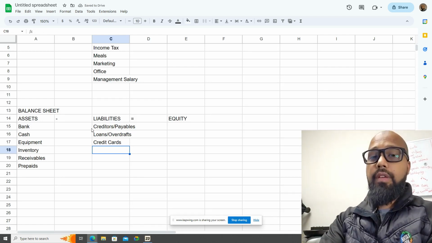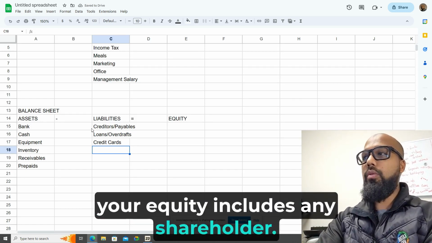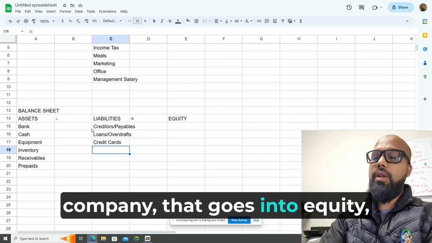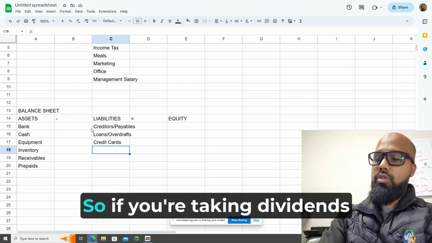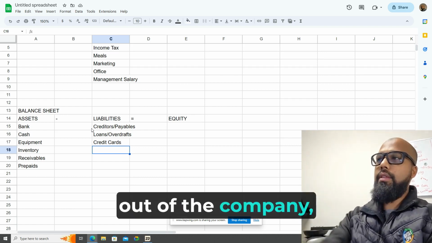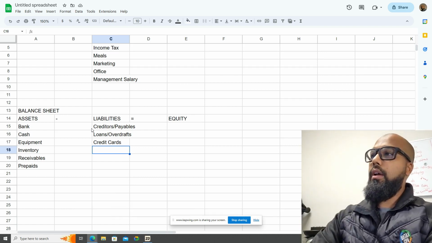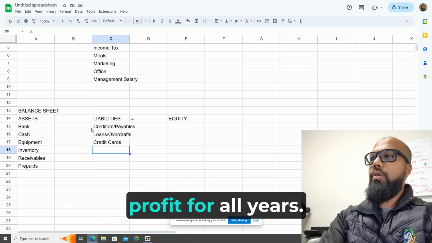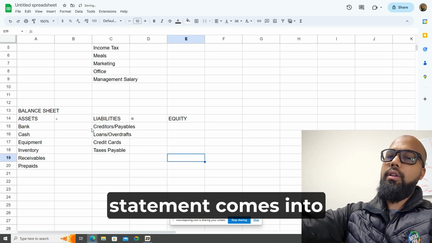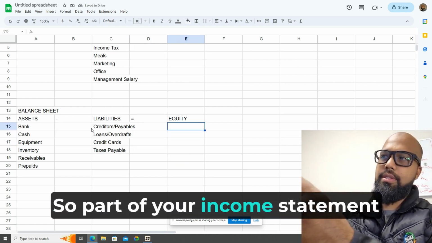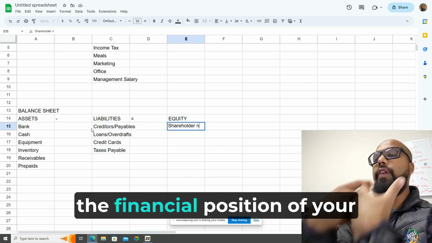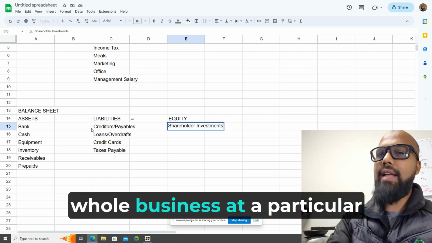And your equity. Your equity is any shareholder investments. So if you buy shares in the company, that goes into equity. Shareholder draws, so if you're taking dividends or just taking the capital out of the company, this goes into the equity, plus profit for all years. So that's how the income statement comes into the balance sheet. Part of your income statement is actually in your balance sheet, and the balance sheet gives you the financial position of your whole business at a particular date.